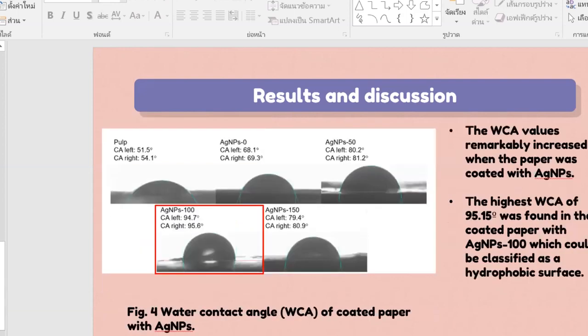Next, we're going to test the hydrophobicity. We found that after coating, silver nanoparticle 100 provided the highest water contact angle. That means it had high hydrophobicity on the surface. Silver nanoparticles will create roughness on the surface and improve the water resistance of the paper.